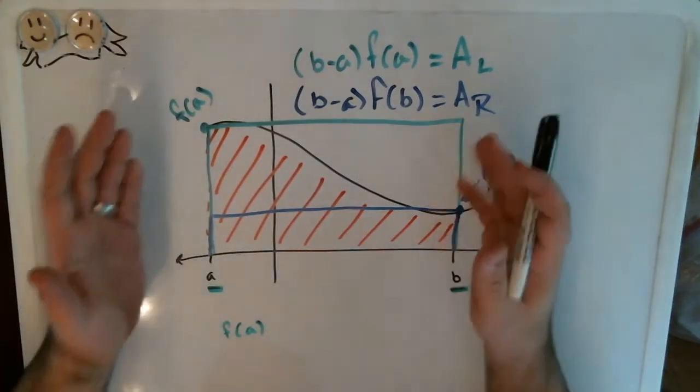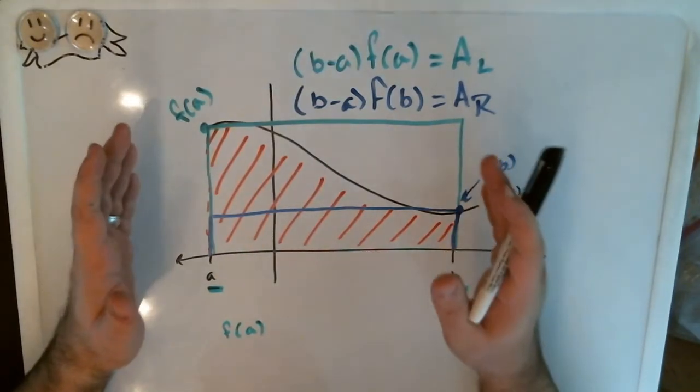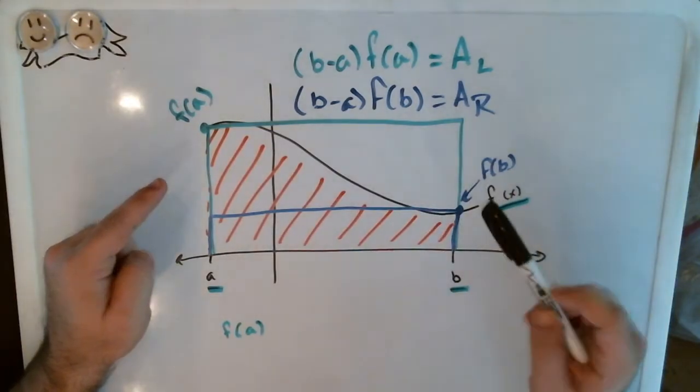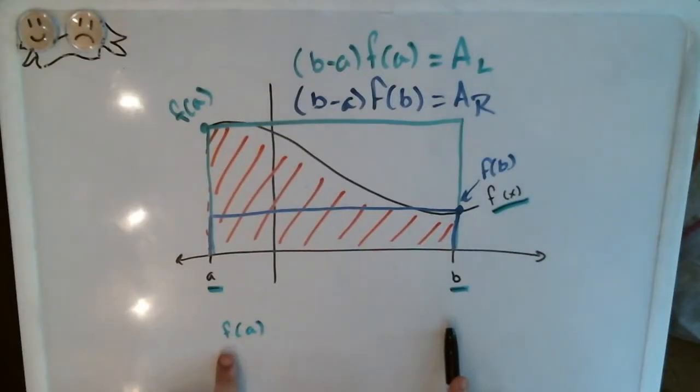Now, how can we make this approximation better? If I look, the function varies a lot over the interval from a to b.